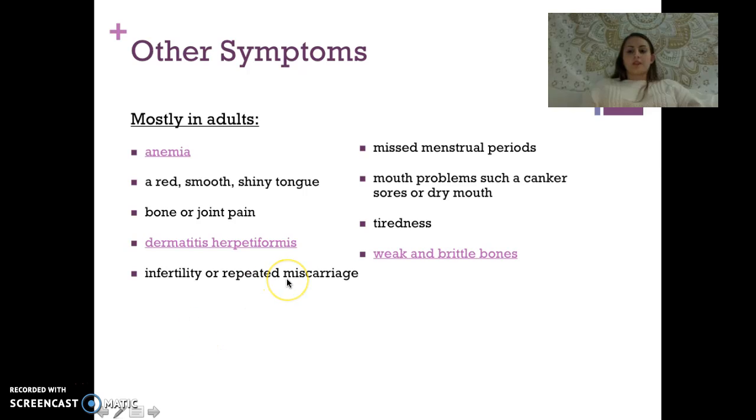Here are other symptoms that occur mostly in adults, such as anemia, which we talked about, a red, smooth, shiny tongue, bone and joint pain, which is very critical, and dermatitis herpetiformis, a skin rash that develops with the ingestion of gluten. In females, they could experience infertility or repeated miscarriages, as well as missed menstrual periods. Mouth problems such as canker sores and dry mouth can arise. Tiredness is a predominant feature of celiac disease, as are weak and brittle bones.